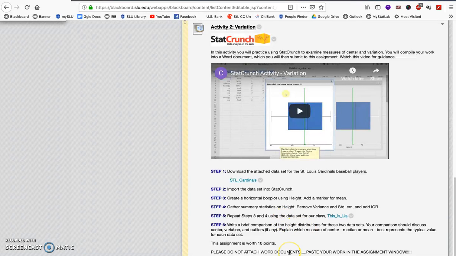Also, I absolutely prefer that you paste all of your work, and this is true for all of your assignments unless I say otherwise. Paste your work in the assignment window rather than attach Word documents. That requires some extra steps for me, and it tends to slow me down as I'm grading these assignments each week. So if you could do that, that would be great.